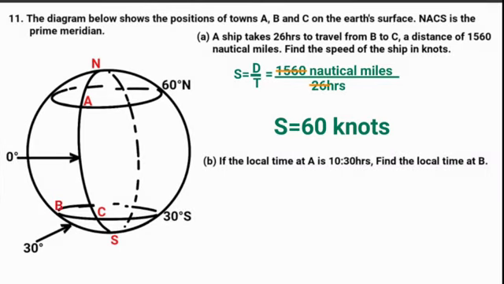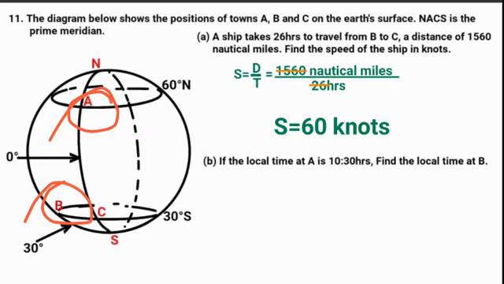So question B was, if the local time at A is 10:30 hours, find the local time at B. I'm sure you're able to see where town B and A are. So let's identify where these two towns are. Even if their locations are on different latitudes, you can see that the distance between them using longitude is the same.